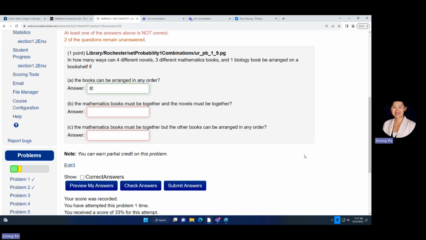So anyway, if we put all the math books together and the novels all together, since there's only one biology book, it doesn't really matter.